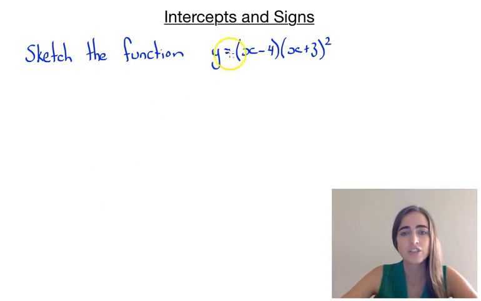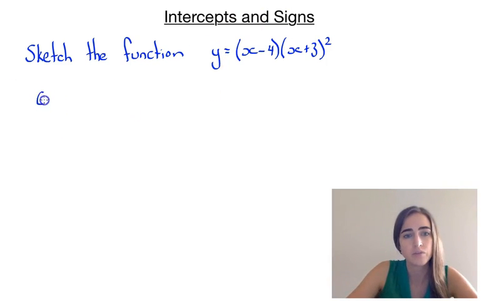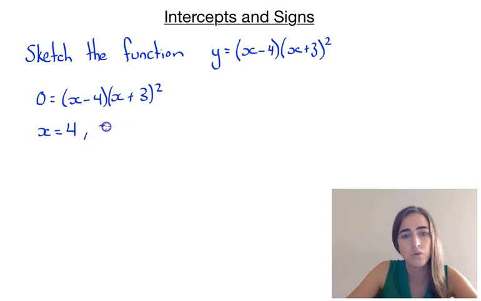So we want to sketch the function y equals (x minus 4)(x plus 3) squared. The first thing we want to do is find those x-intercepts. So we're going to set y equals 0. So we'll have 0 is equal to (x minus 4)(x plus 3) squared. We know that either this has to equal 0 or this has to equal 0. So that'll give us x-intercepts of x equals 4 or x equals minus 3.